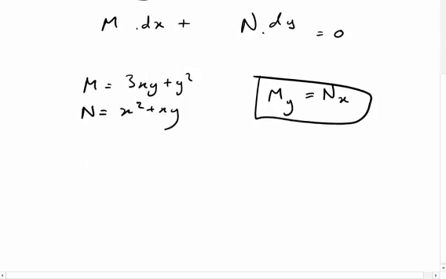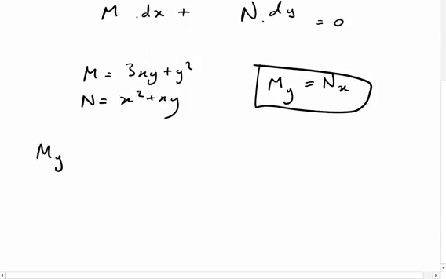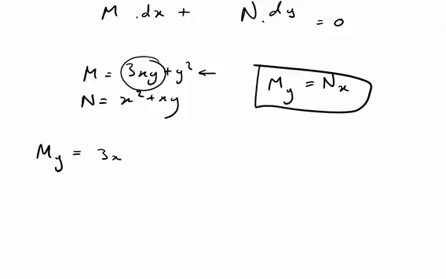So let's check the exactness of this equation. In order for them to be exact, we need these two things to be equal to each other. So M with respect to y: we differentiate this with respect to y, which means that everything that's not y, including x, is effectively a constant. So 3x is a constant. Then the derivative of y with respect to y is just 1, so it's just going to be 3x. Then let's differentiate the y squared with respect to y, so that becomes 2y.